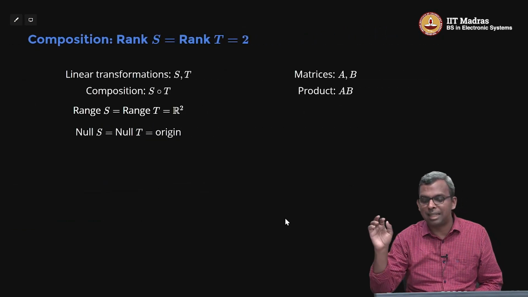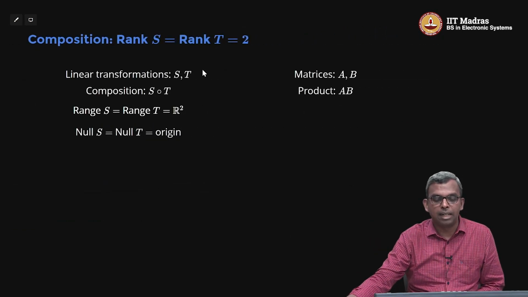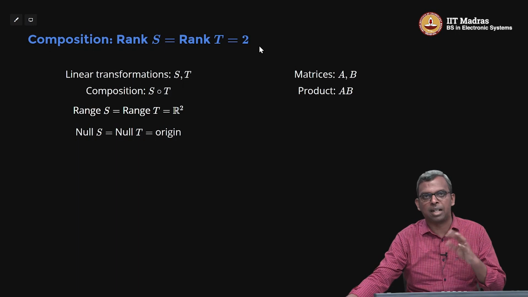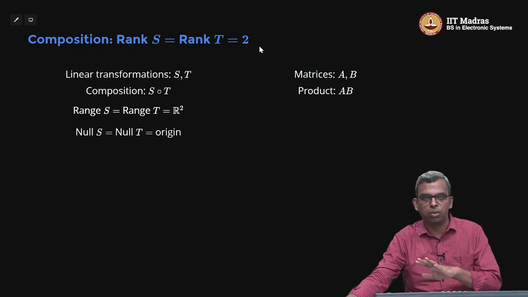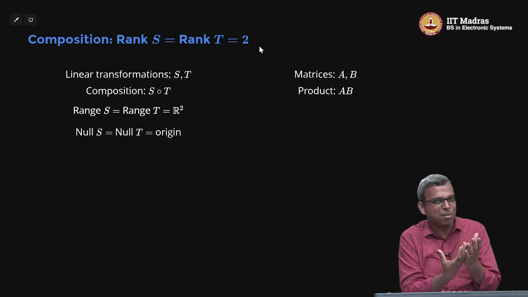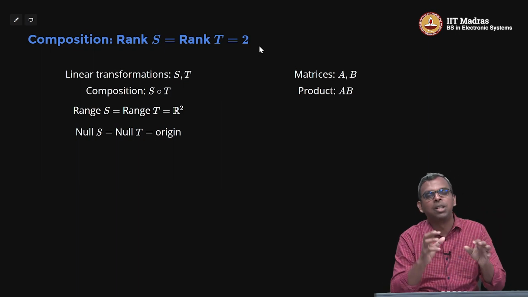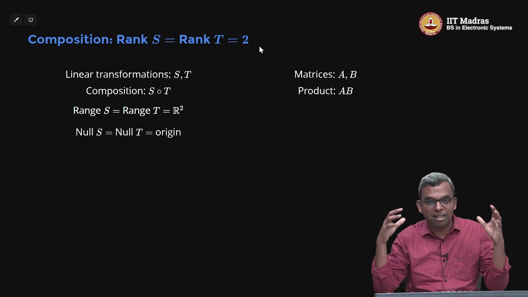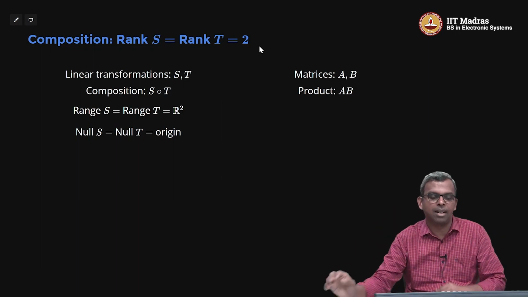The easiest case turns out to be when both S and T have rank 2. Both S and T are invertible transformations. They take R2 to R2. They may do many things to the vectors themselves, but the entire R2 goes to the entire R2. It does not reduce dimension. So, both S and T are full rank.